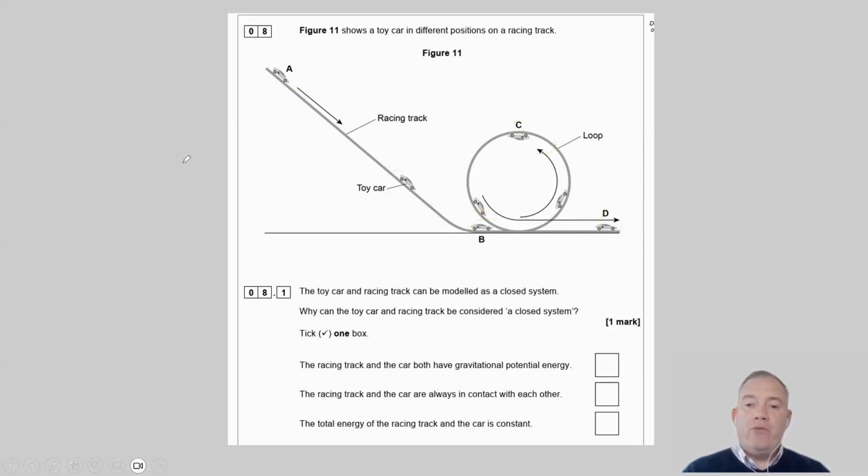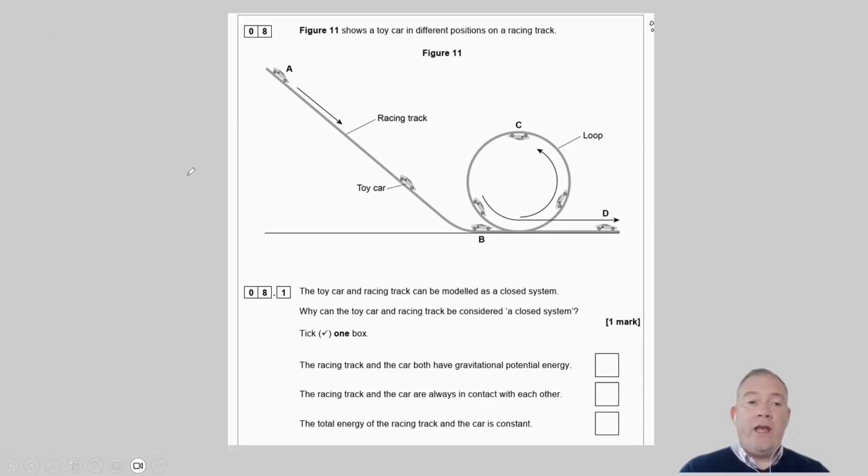8.1, the toy car and racing track can be modeled as a closed system. Why can the car and the racing track be considered a closed system? Well, let's recap what we mean by a closed system. In a closed system, we mean that energy and matter cannot leave the system or enter the system. Okay, so what we start with is what we end up with. The energy we start with, the energy we end up with.